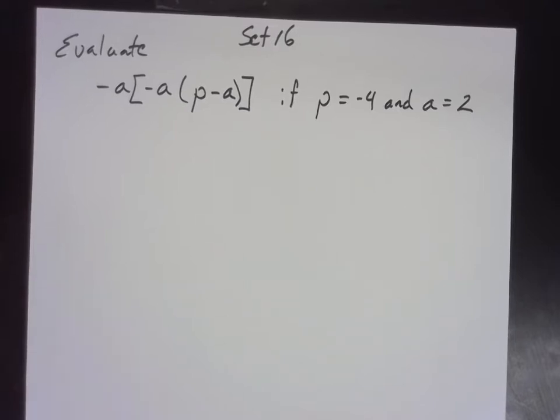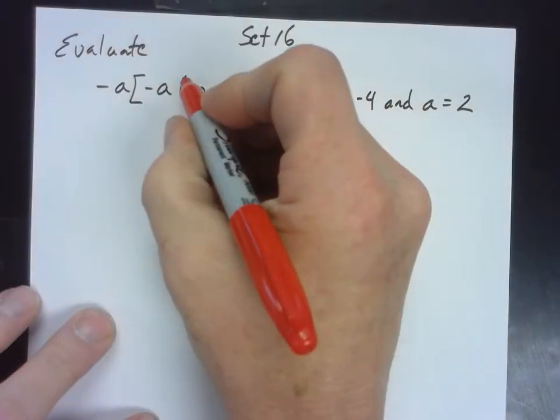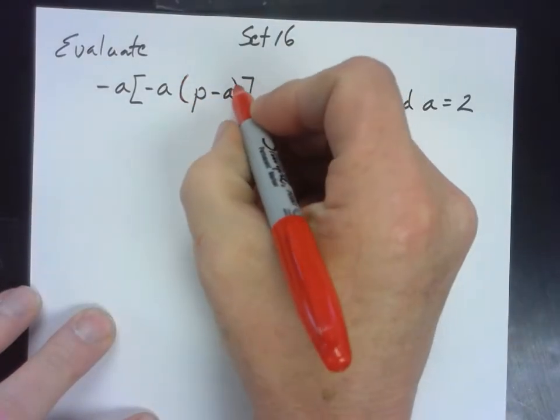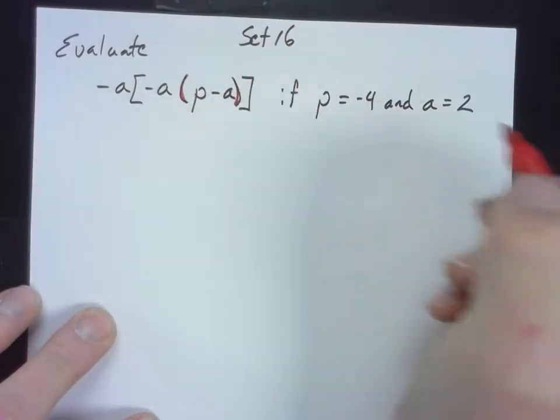Well, let's see how you did. Set 16 doesn't have anything new in it. You know that as you evaluate these, you need to do what's in the innermost parentheses first. Is that right? So I want to just think about the problem before we actually do any substitution here. Whatever's right here, we really want to do that part first, don't we?